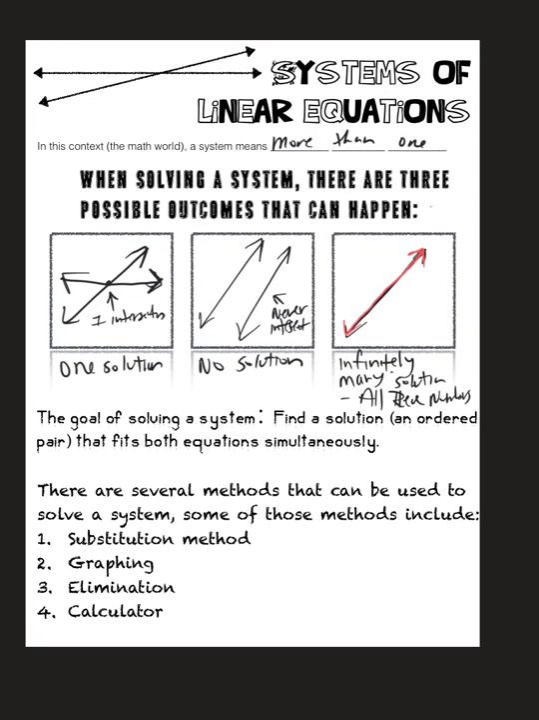Since there are so many methods for solving a system, I only put like 4 of them down here. We're going to actually be looking at substitution and the graphing method on these notes. Just remember that the goal of solving a system is to find a solution, which comes in the form of an ordered pair that fits both equations simultaneously.